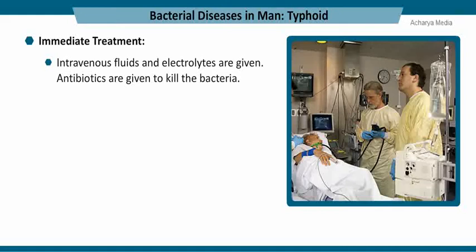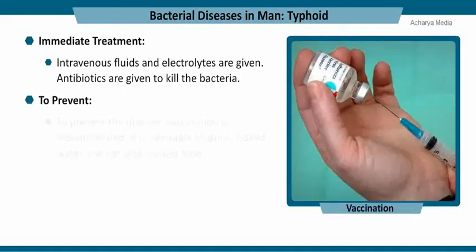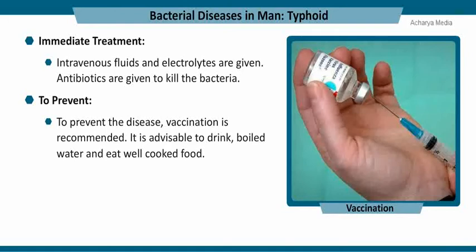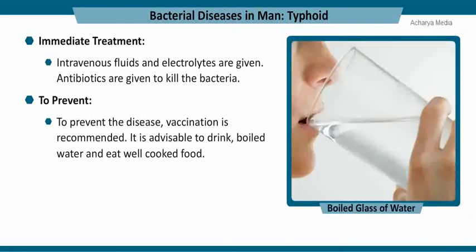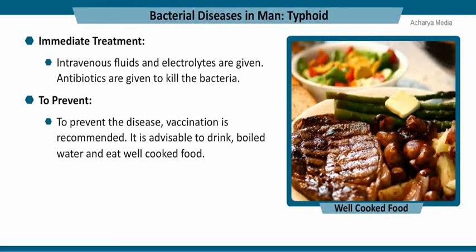Due to dehydration, more amount of water will be lost from the patient's body, so intravenous fluids and electrolytes are given to the patient immediately. Antibiotics are given to kill the bacteria. To prevent the disease, vaccination is recommended. It is advisable to drink boiled water and eat well-cooked food.